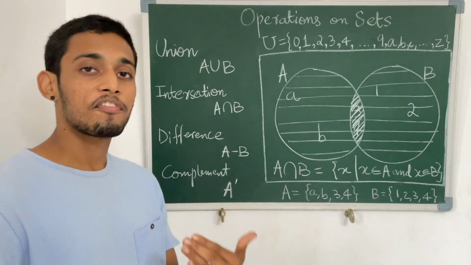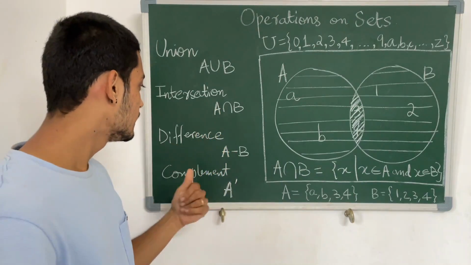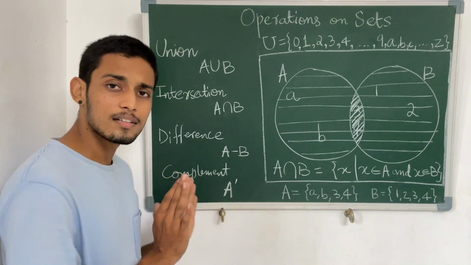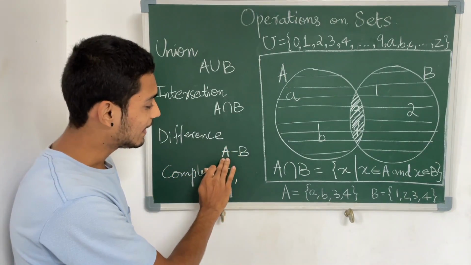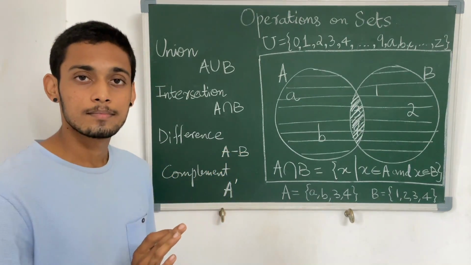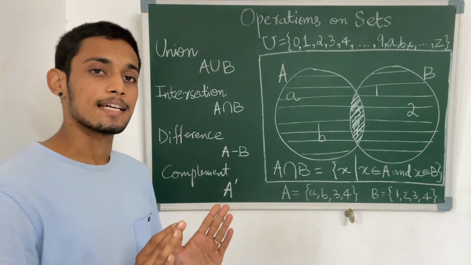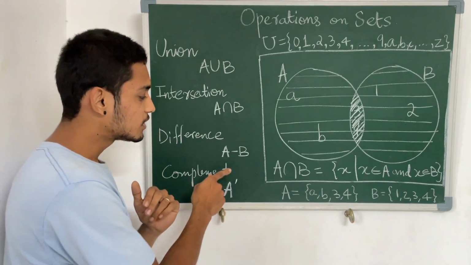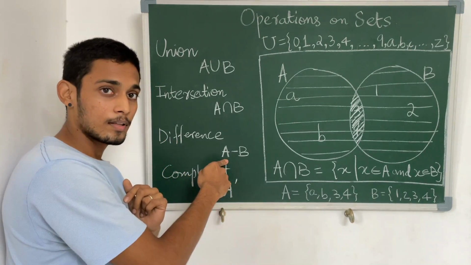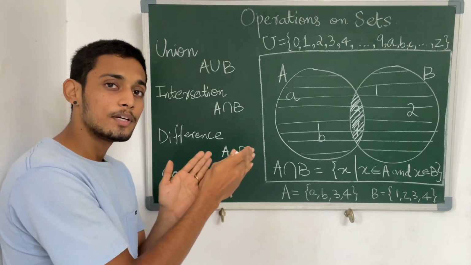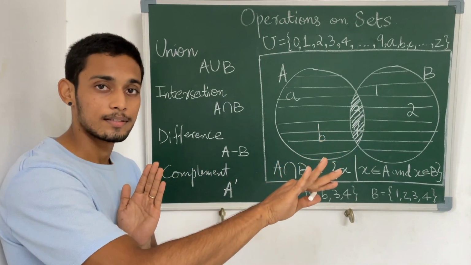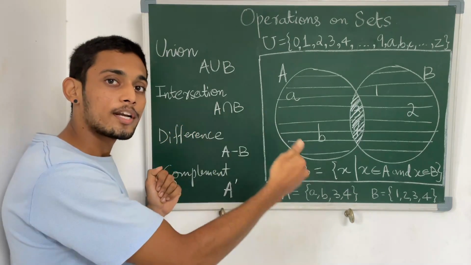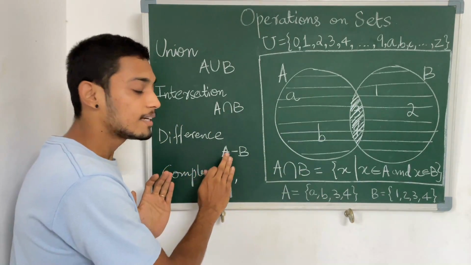Let us go a little bit further and discuss the third operation, that is the operation of difference. So just look at the notation. It says A minus B. So just try to understand it like this. The difference of two sets A and B are all the elements which are there in the set A, and if there are any common elements between A and B, we remove those common elements. So A minus B is only the elements which were in A but not in B. That's it. So that is the set A minus B.